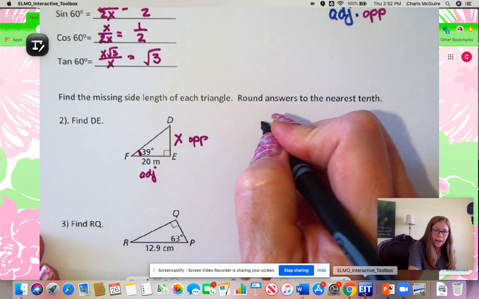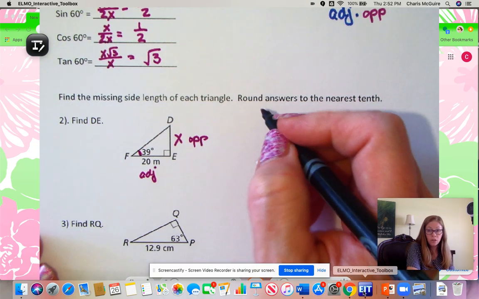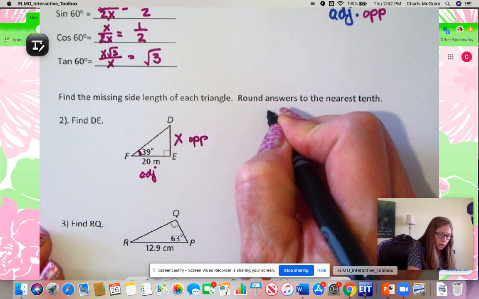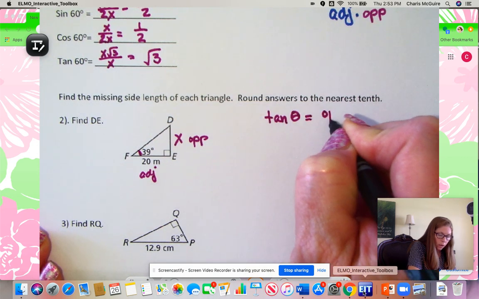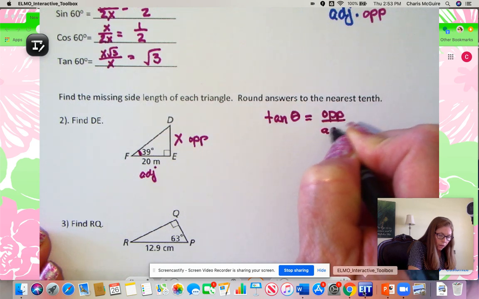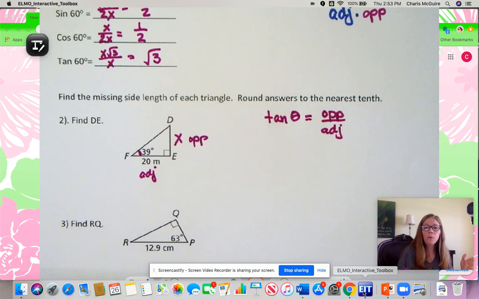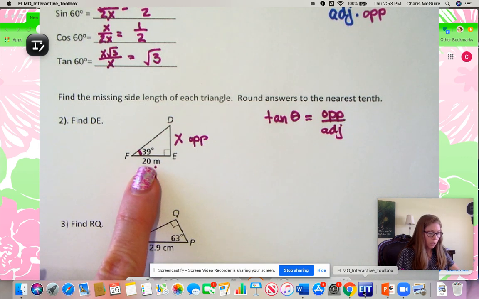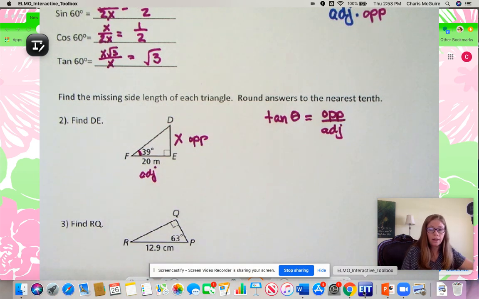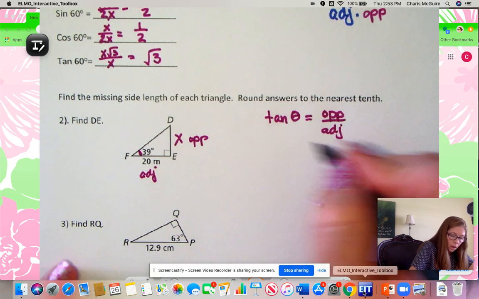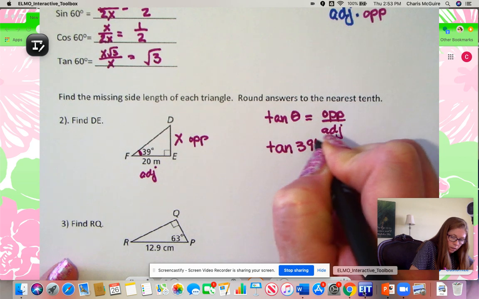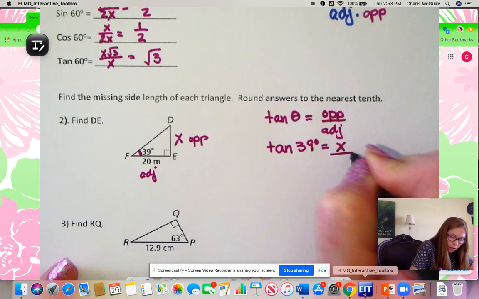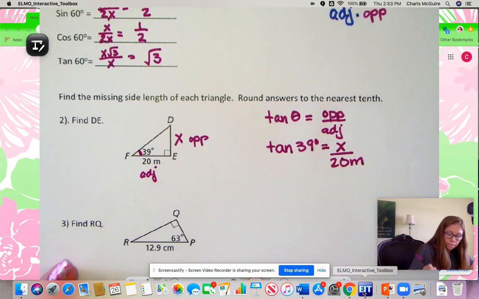So let's write that out. This will help you get to know your trig functions. Don't be lazy, write these out. So the tangent of an angle theta is going to equal the opposite side over the adjacent side. And then we're going to plug in what we know. Our angle measurement, the 39 degrees, is going to go in for theta. That's our variable for angles. So we're going to do tangent of 39 degrees equals our opposite side over the 20 meters.